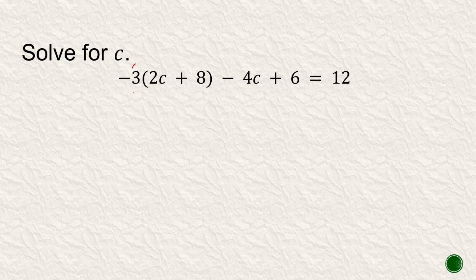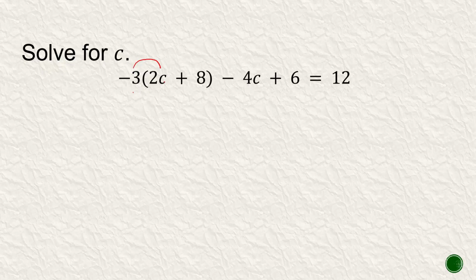Alright, so in this equation, we want to solve for c, and we have two terms here with c: 2c and also negative 4c, right? But what I'm going to do here first is simplify this. To do that, I will distribute negative 3 to 2c and positive 8.